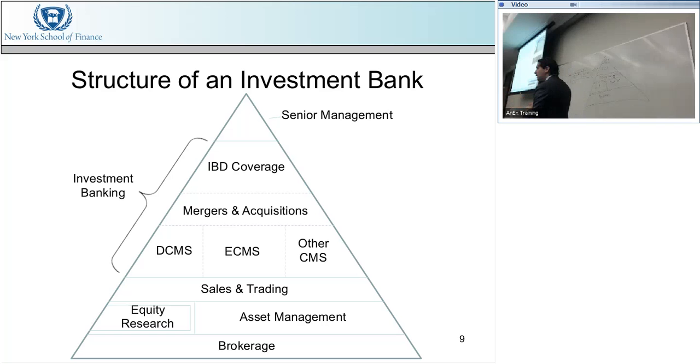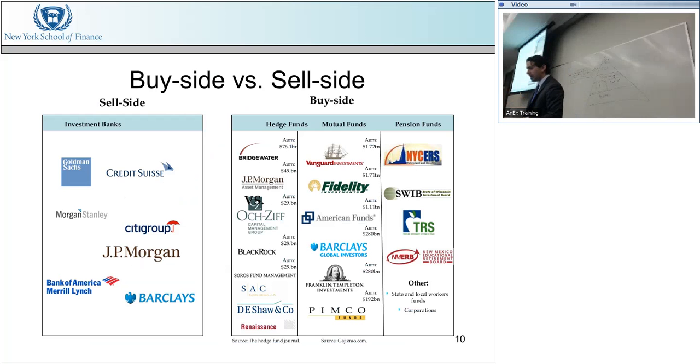Okay, another thing that causes some confusion, and I want to talk about the differences, is buy side versus sell side. What's buy side, what's sell side? The reason it causes confusion is because there are two types of buy side versus sell side. It's a lot of information, and I'll go through this now and then we'll go through it again. First of all, what's buy side versus sell side?